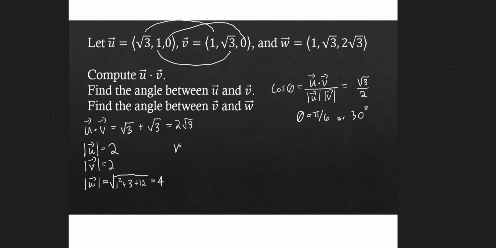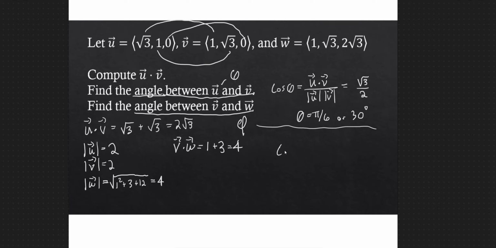And then what is v dot w? Well, that's going to be 1 times 1, 1, plus square root of 3 times square root of 3, that's 3, plus 0 times 2 square root of 3, that's 0. So it's just 4. Jumping back to this, theta is the angle between u and v. I'm going to call that theta. I used that up here. Now, since I have a different angle, I don't want to use theta again. I'm going to use phi.